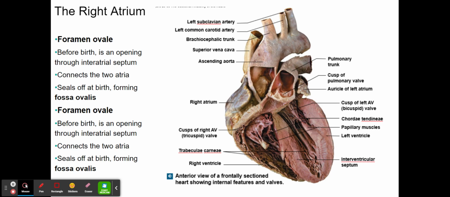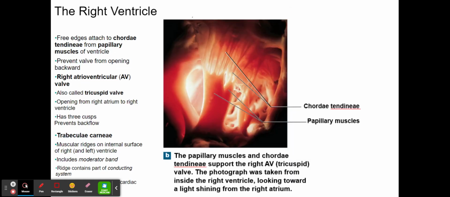In contrast, the anterior atrial wall and the inner surface of the auricle contain prominent muscular ridges called the pectinate muscles, or the musculi pectinati. Blood travels from the right atrium to the right ventricle through a broad opening bordered by 3 fibrous flaps. These flaps, called cusps, are part of the right atrioventricular, or AV, valve, also known as the tricuspid valve.